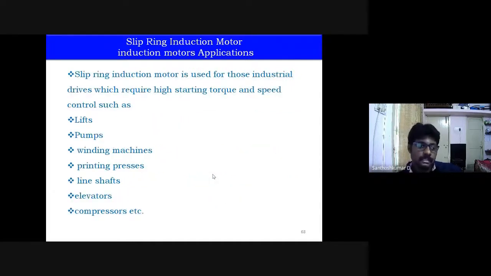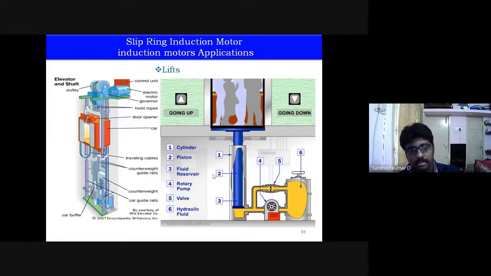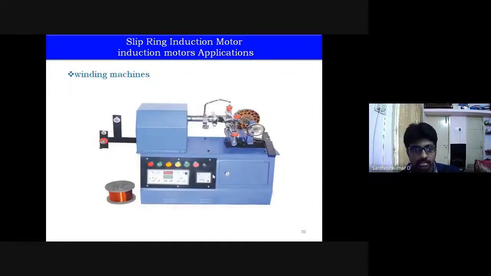As lifts, pumps, winding machines, printing presses, line shafts, elevators, compressors. This is what elevators and lifts, winding machines. Earlier, if you look, they were used to wind the stator and rotor, they were used for winding by hand in the motors. But nowadays, these winding machines make winding very easy. That means stator and rotor windings.